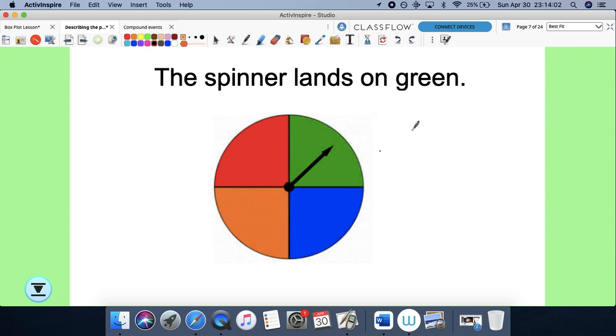What's the probability the spinner lands on green? So we're going to write P of green, write green inside parentheses. Well, there are 4 sections here. One of them is green out of 4. So the probability of landing on green is 1 over 4, 25%, or 0.25.